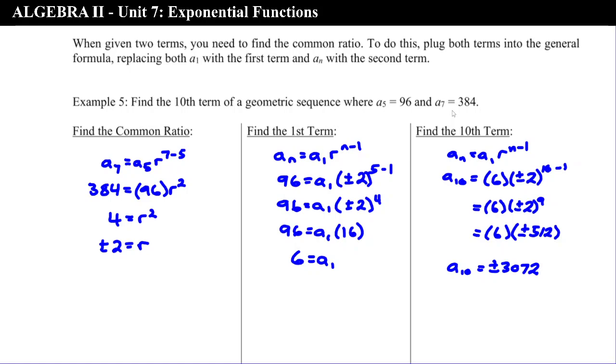And that basically wraps up section 2 of unit 7. Just a little bit of a view of geometric sequences, how they work, and how you can find terms in a geometric sequence. So in the next video, we're going to wrap up unit 7 with section 3, writing and solving exponential functions.